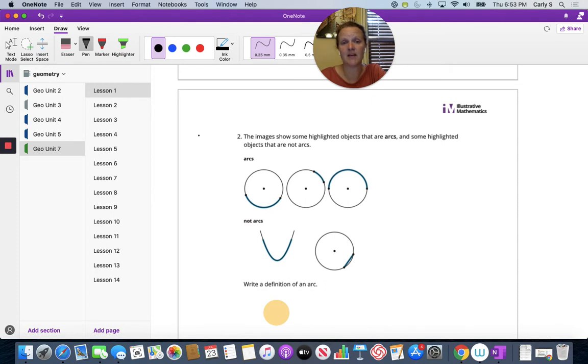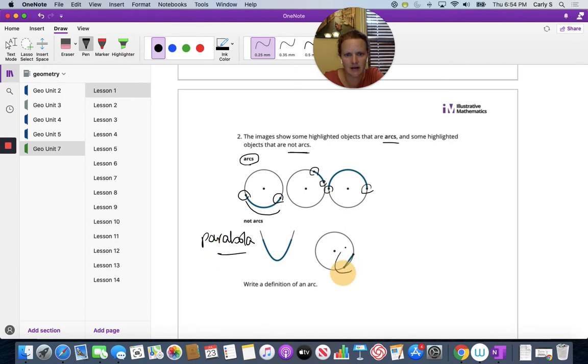Now here we have images that show some highlighted objects that are arcs and some highlighted objects that are not arcs. So here, an arc, I have 2 endpoints and a part of a circle. 2 endpoints and a part of a circle. Okay, not arcs. That looks like a parabola. I don't know what to do with that. It's not 2 endpoints on a circle. And here, that's a chord. A chord is not an arc, right?